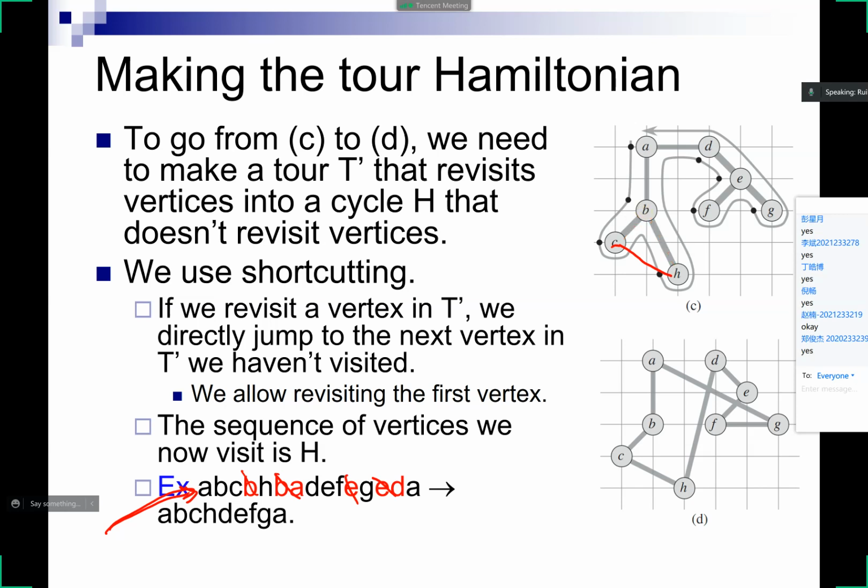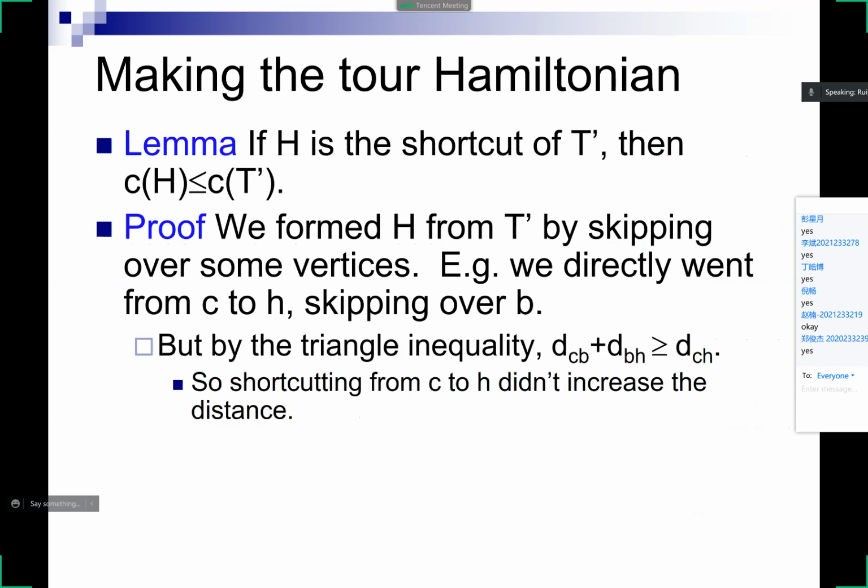Likewise, when you add this shortcut, originally you had to take these detours, and the detours can only be longer than the shortcut. So once you add the shortcut, you're not going to increase the length. This is why we need the triangle inequality, to show that as you shortcut, you don't increase the length. In fact, this is the first lemma that we're trying to prove.